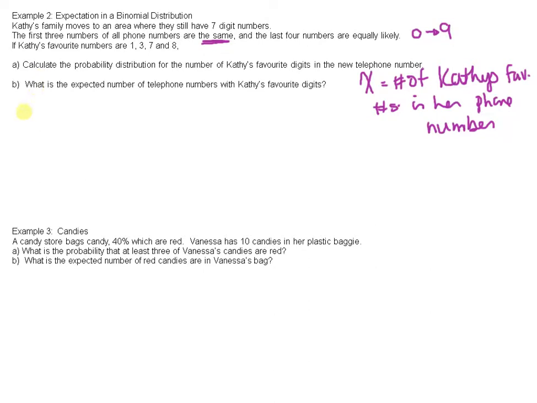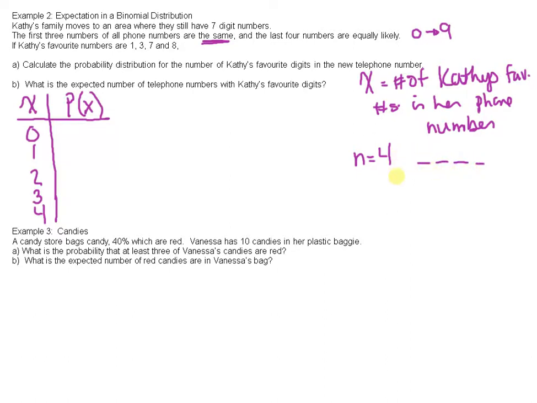Now, let's make a chart. So she could potentially have 0, none of her favorite numbers. She could potentially have 1, 2, 3, or 4 of her favorite numbers in her phone number. Now, this is a binomial distribution, okay? So the number of trials is 4 because she has 4 numbers in the last 4 digits of her phone number. That's what we're dealing with.